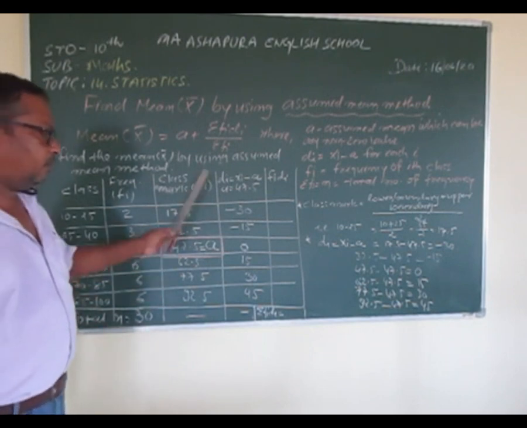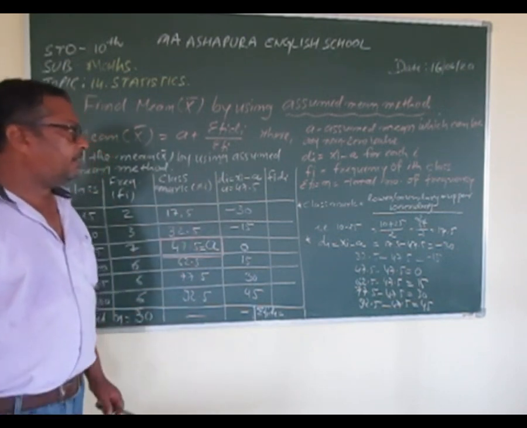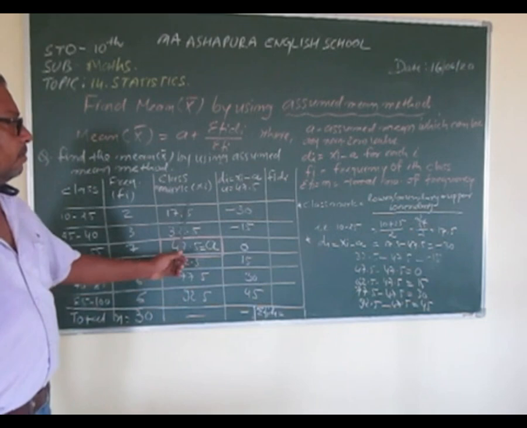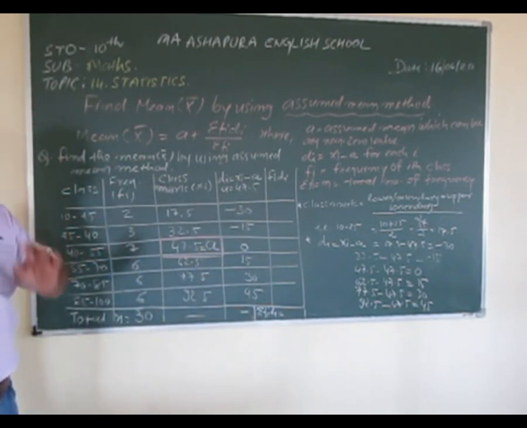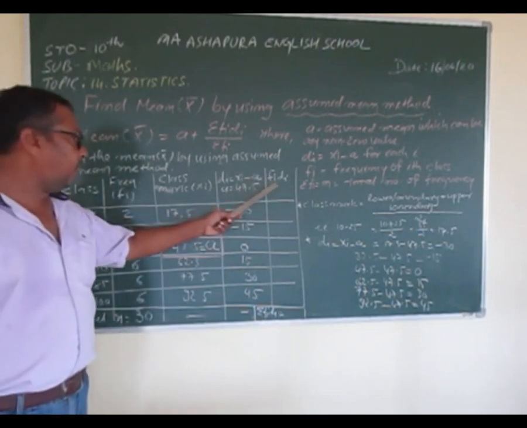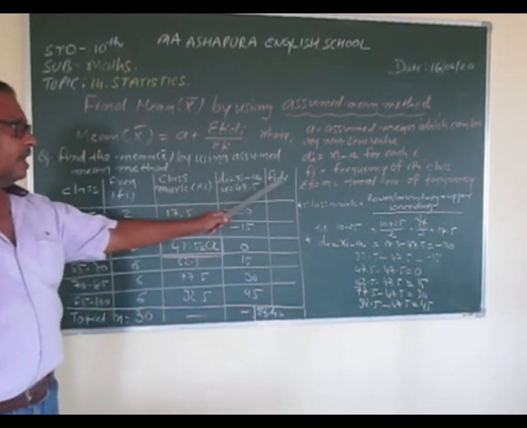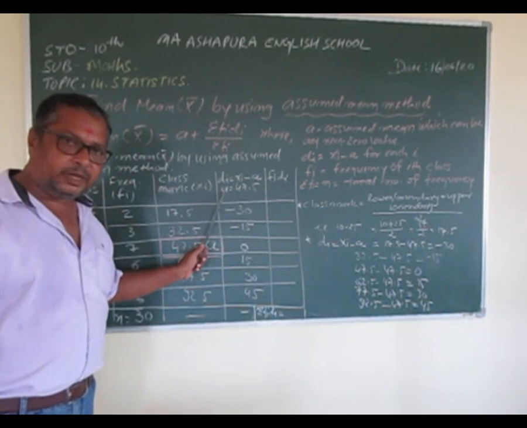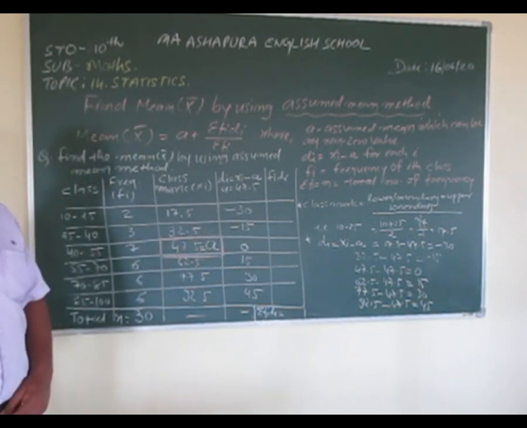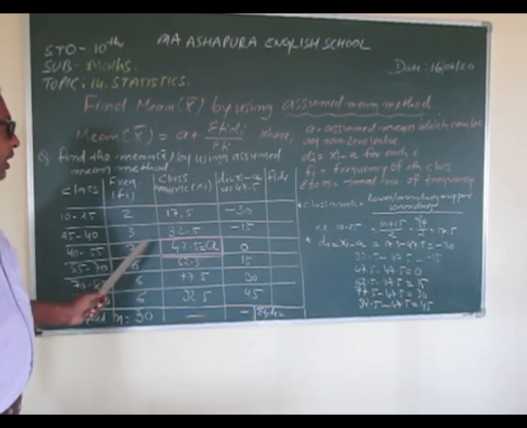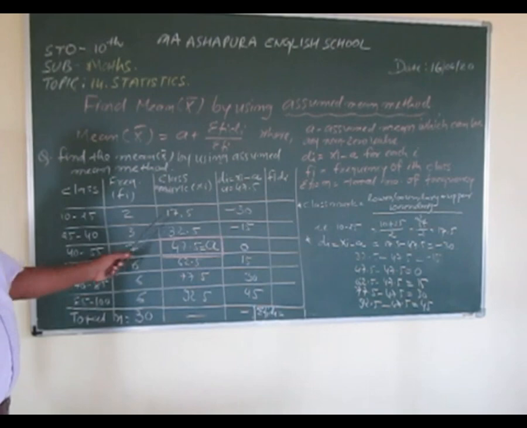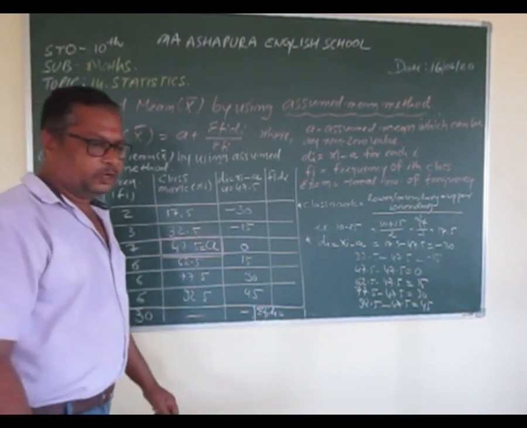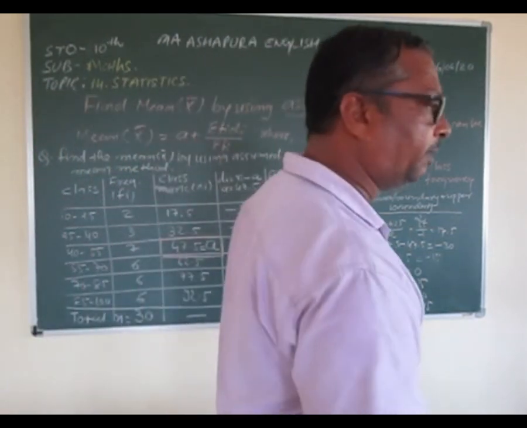Here the sum of di is not required. Now let's go to column number 5, the last column, and we find the product of fi and di. Fi means the frequency and di means the variation between xi minus a. So let's see now. First product fi di, that means 2 multiplied by minus 30.